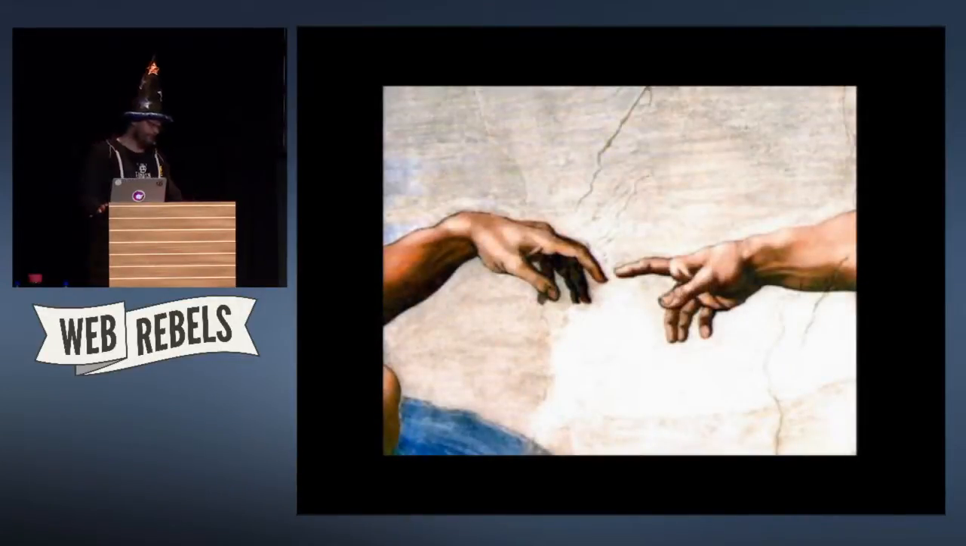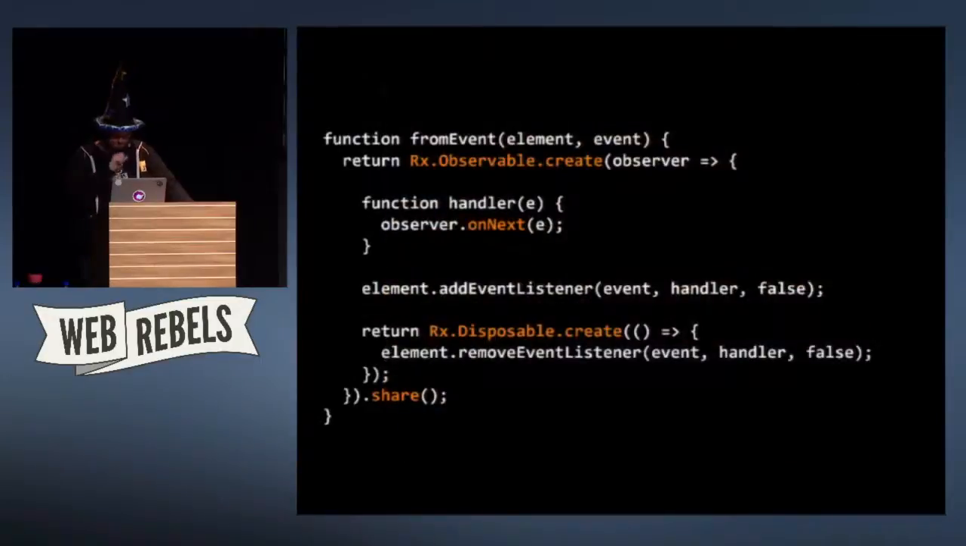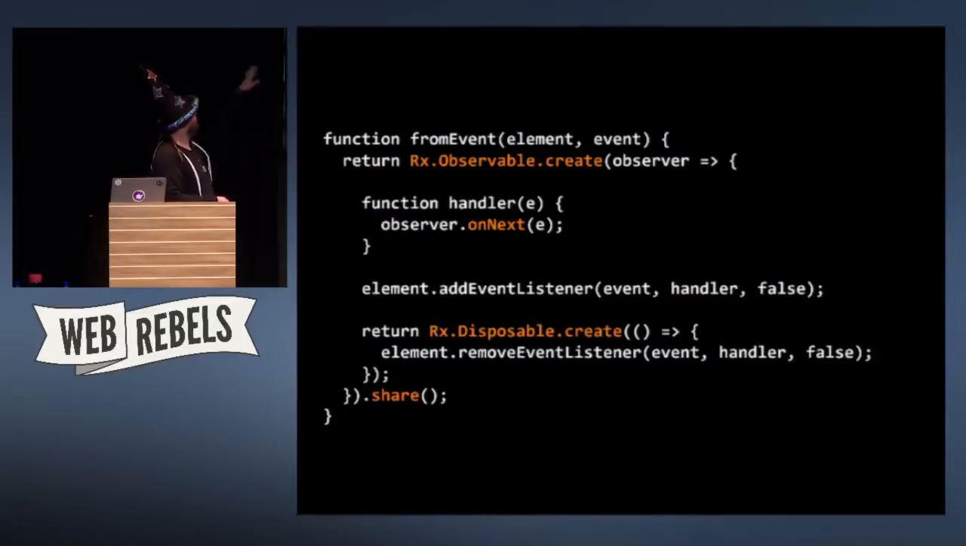So let's actually talk about the anatomy and how we create these things in the very beginning anyways. So for example, if we're taking an existing event and we want to turn it into an observable, as it were, well, we can easily do that by calling create with a handler, so we can add an event listener.